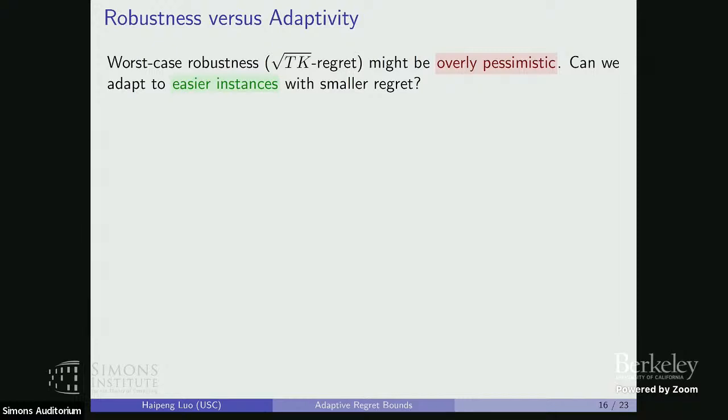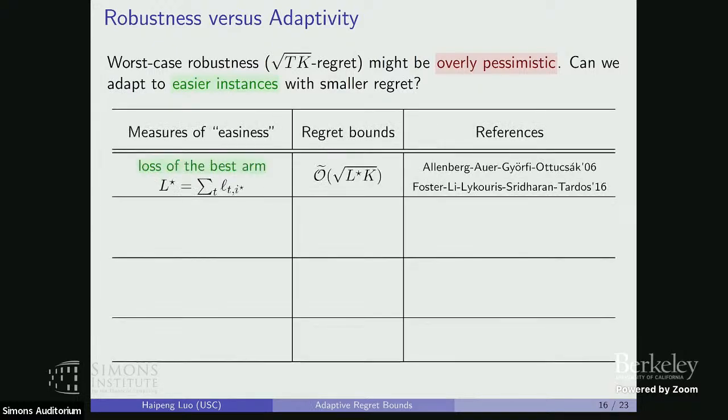Okay, so over the years we have many results along this line, and there are many different ways to measure easiness. Okay, so the first one is the loss of the best arm. Let me call it L star, which is again the cumulative loss of i star. So the hope is that whenever this is small, you should suffer smaller regret.